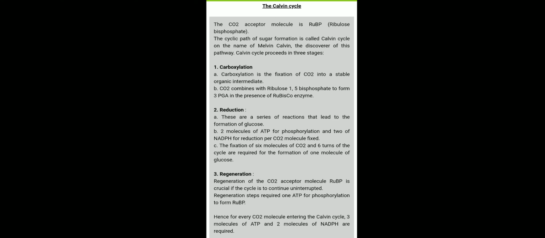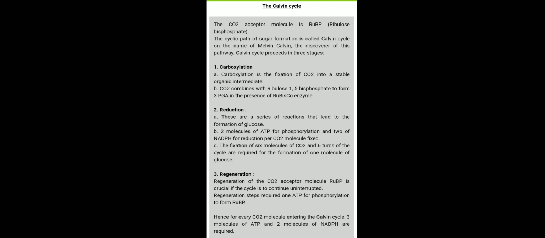So in this process what happens? For fixation of 6 molecules of CO2, 6 turns of the Calvin cycle are required to synthesize one molecule of glucose. And the third stage of the Calvin cycle is regeneration, the regeneration of the CO2 acceptor molecule RuBP. So again the molecule of RuBP is formed.